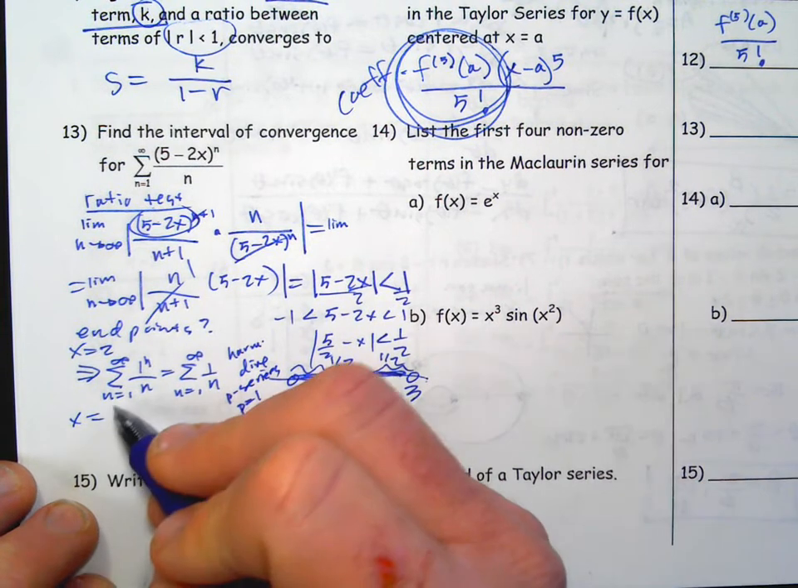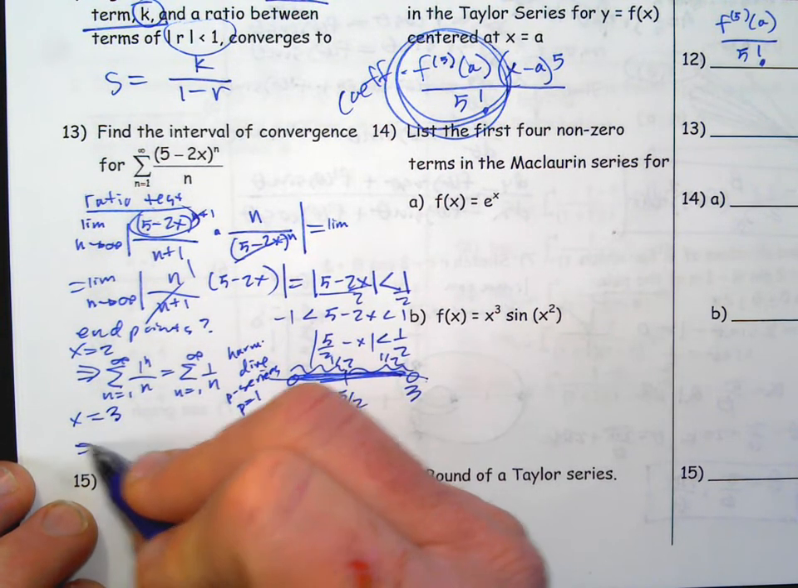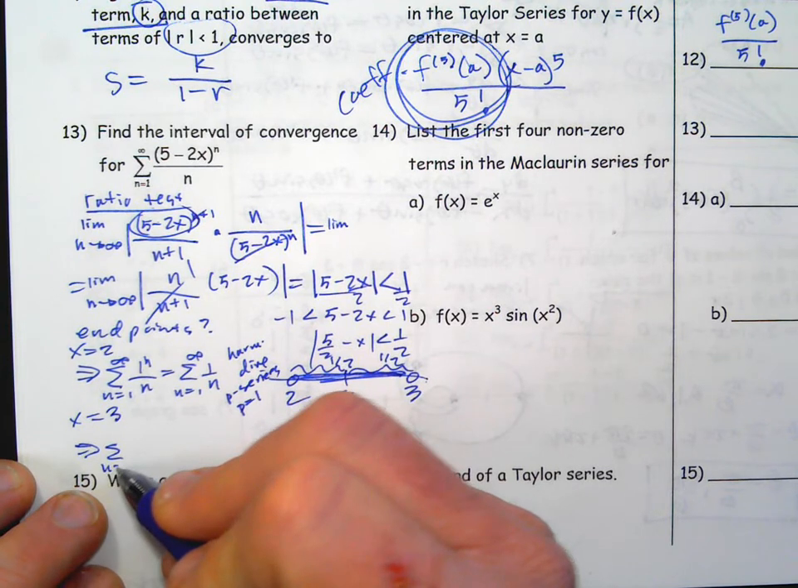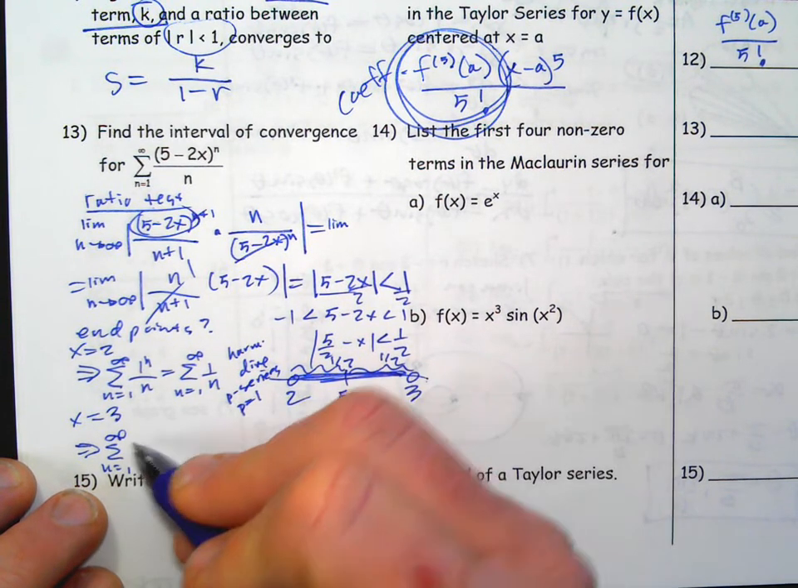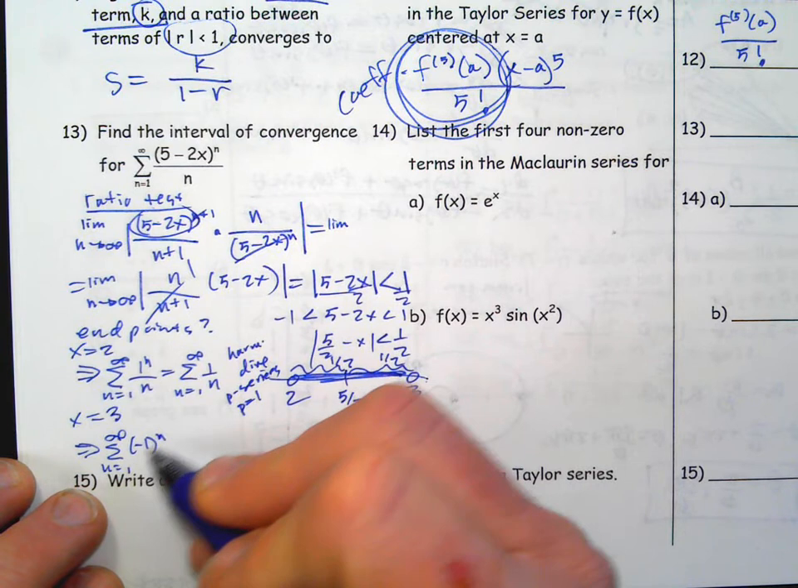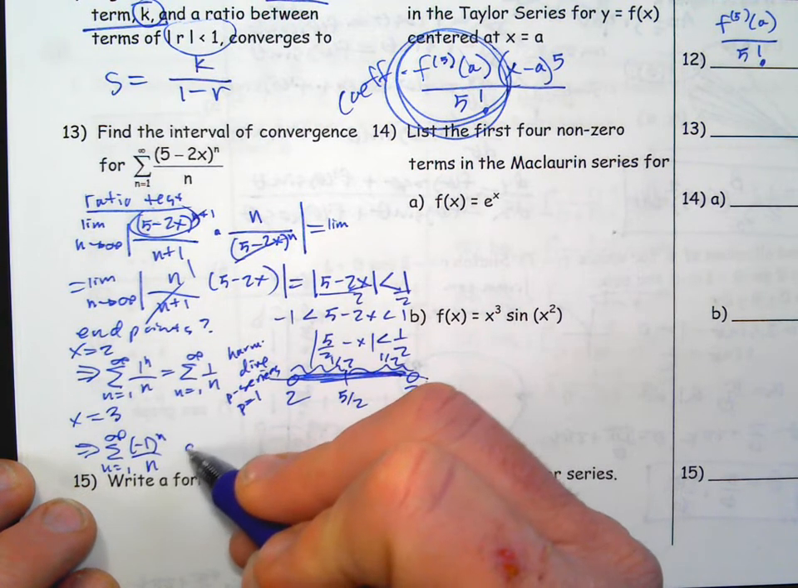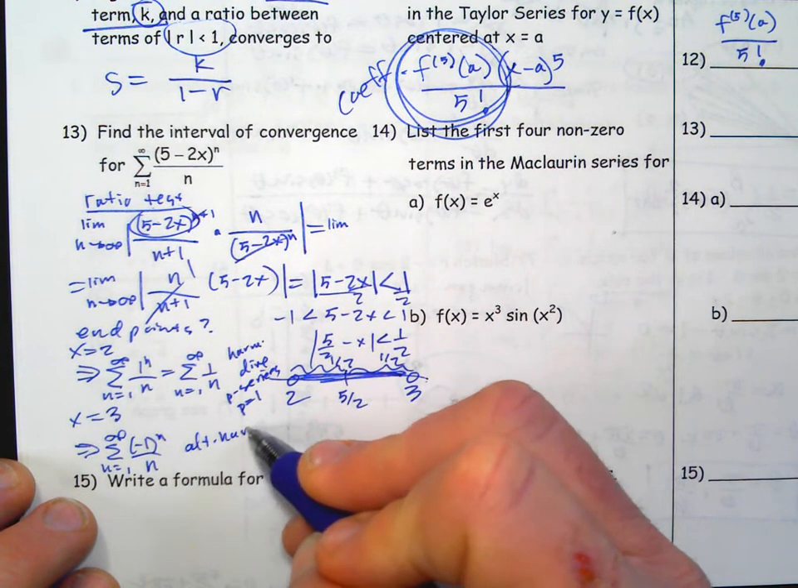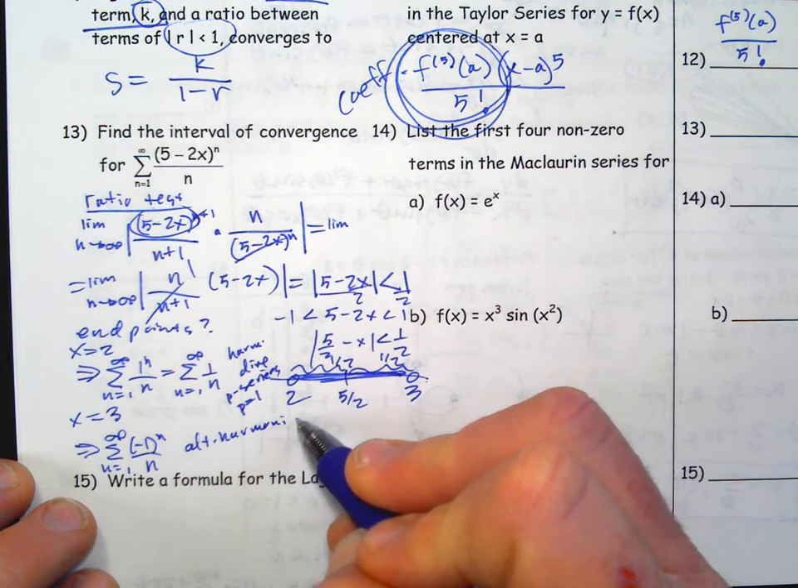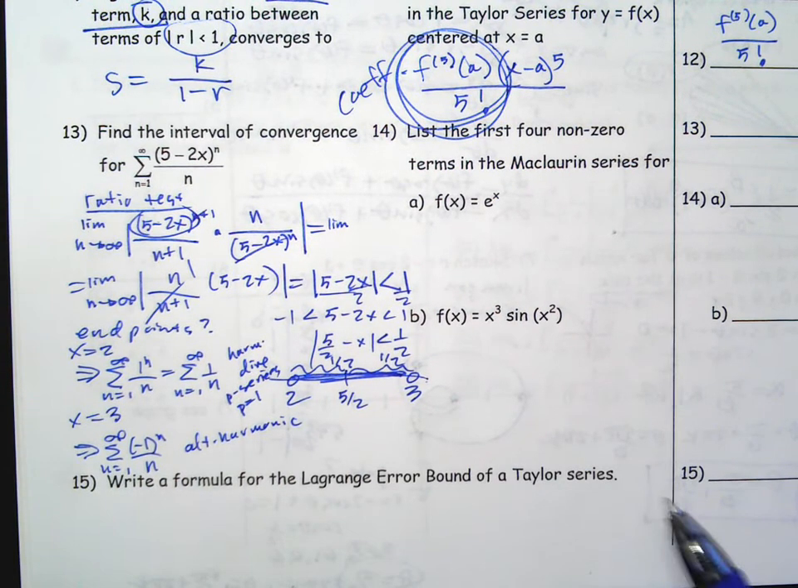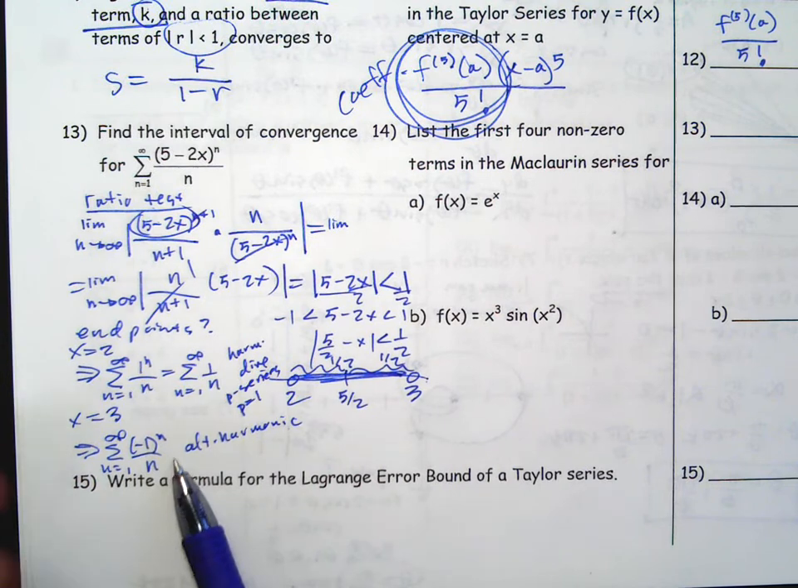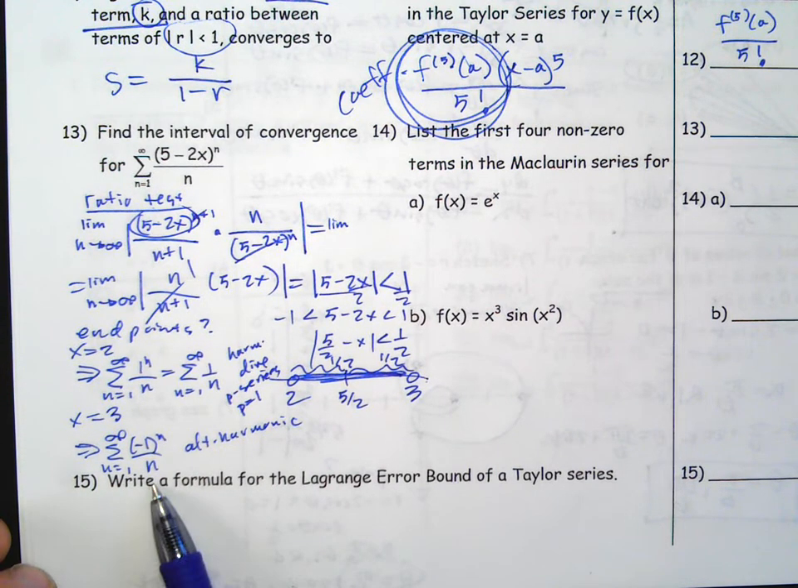X equals 3. Rewrite the power series, n equals 1 to infinity. If you plug 3 in there, it's going to be negative 1 to the n over n, which is the alternating harmonic series. Okay. Now, some of you guys on some tests recently have said, oh, alternating harmonic, even though it's not alternating harmonic.